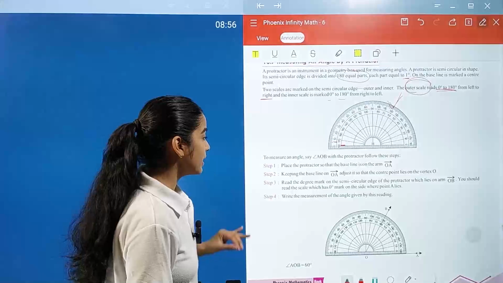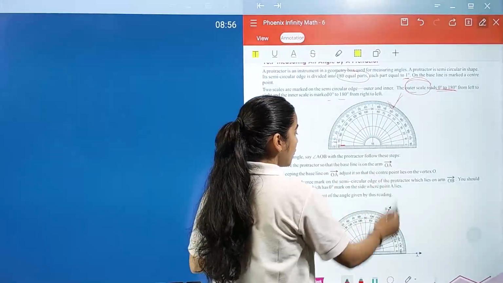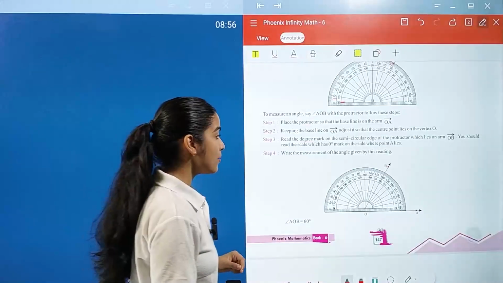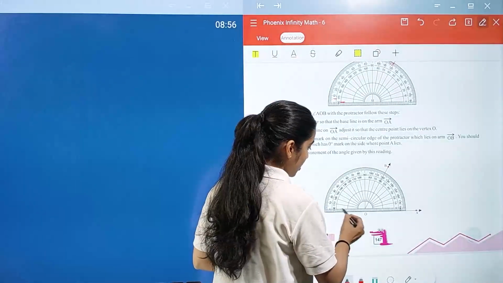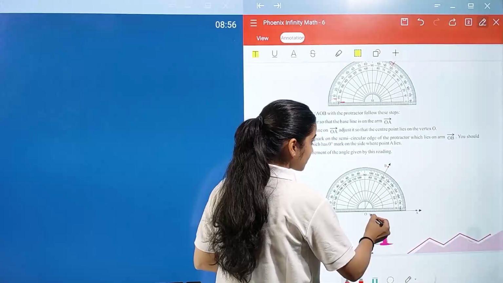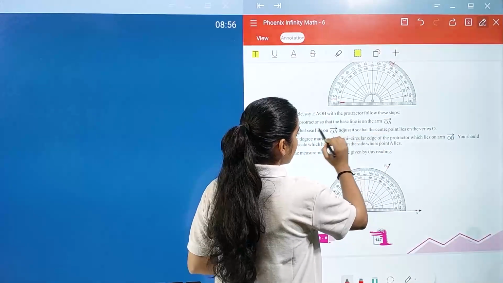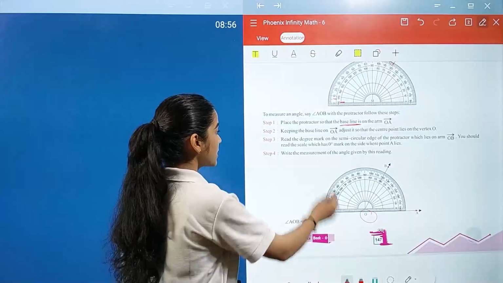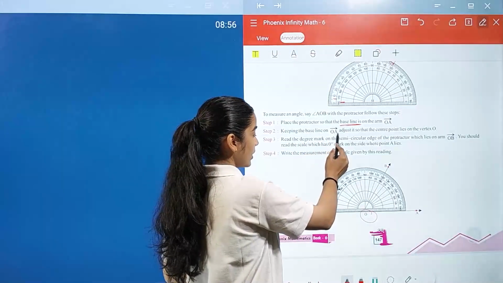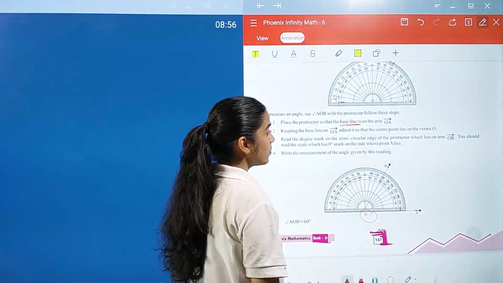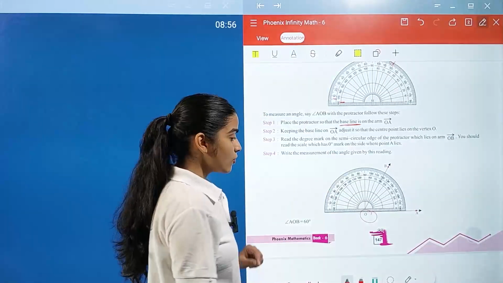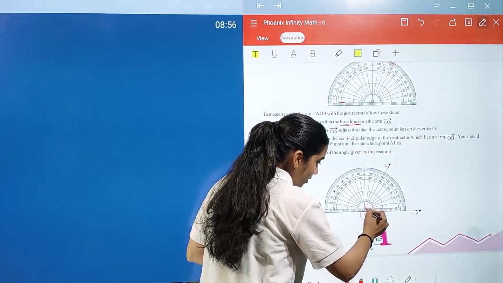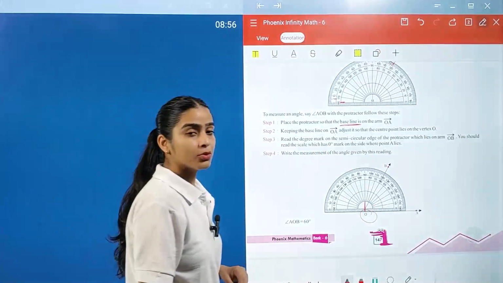Now, to measure an angle, say angle AOB, with the protractor, follow these steps. First, place the protractor so that the baseline is on the arm OA. You have to place your protractor like this, with the baseline on the arm OA. After this, keeping the baseline on OA, adjust it so that the center point lies on the vertex O. What you have to keep in mind is that the center point should be on the vertex, because it will help you to measure your angles.